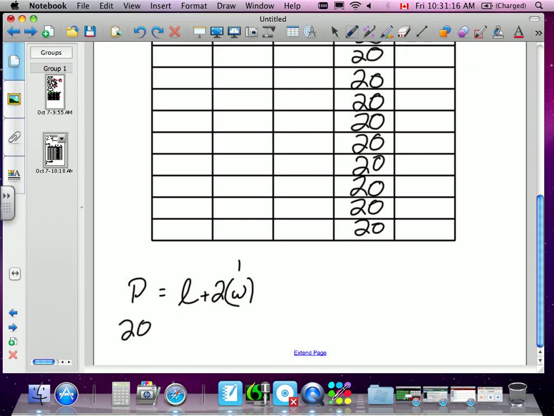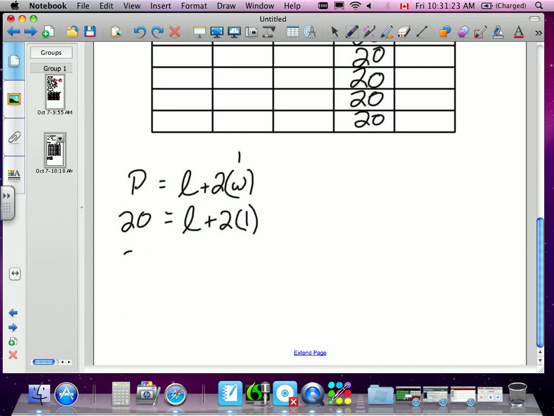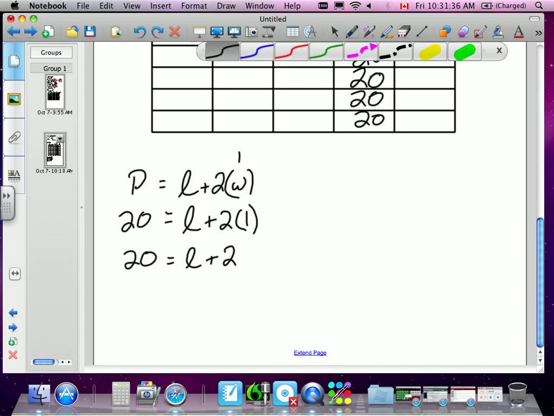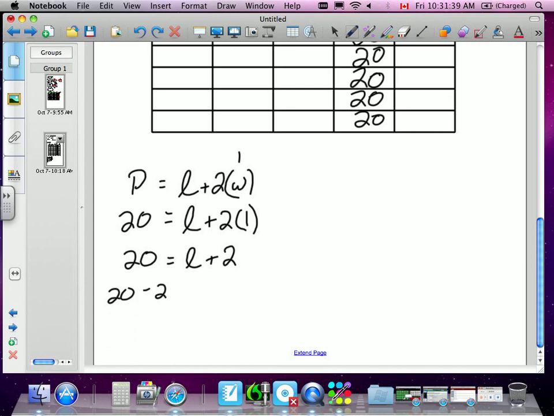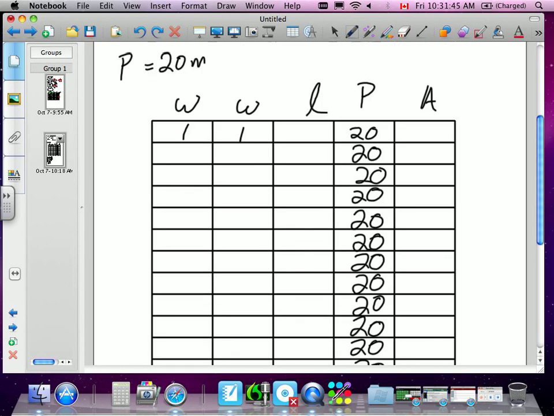20 is equal to L plus 2 times 1. We're trying to solve for L. 20 equals L plus 2. When I bring the 2 to the other side, I get 18, or 20 minus 2. I'll write that in, sorry. So our length will be 18 in this instance. Okay? I want you guys to continue following that chart for the next little.